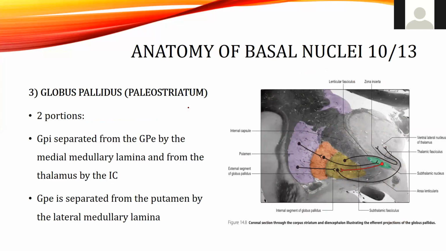The globus pallidus has two portions. We have the internal globus pallidus, which is separated from the external globus pallidus by a thin lamina of nerve fibers called the medial medullary lamina.